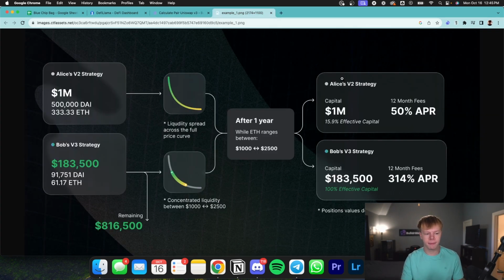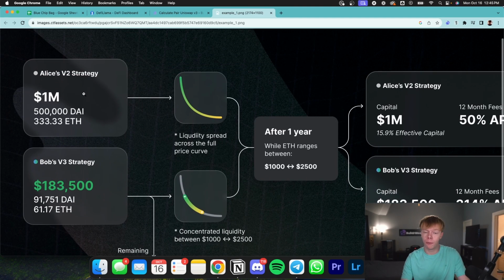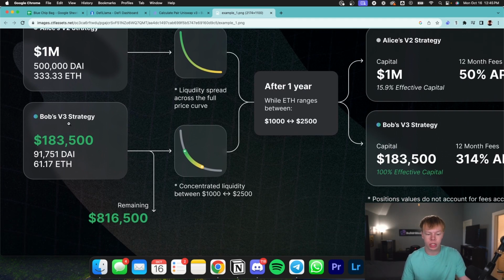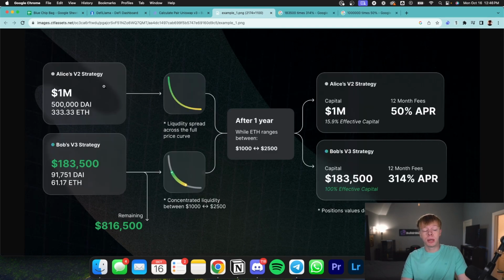So to further look at Uniswap V3, we have an example of Alice and Bob. Alice is using a V2 strategy, so 50-50 liquidity dispersed across every single price point, whereas Bob is using a V3 strategy, which is basically concentrating his liquidity between $1,000 to $2,500. So Alice puts up $1 million into her Uniswap V2 strategy, whereas Bob puts up $183,500 into his V3 strategy. Now, assuming the price of Ethereum idles between $1,000 to $2,500 for the whole year, Alice will collect about a 50% APR on her $1 million, whereas Bob will collect a 314% APR on his $183,000.